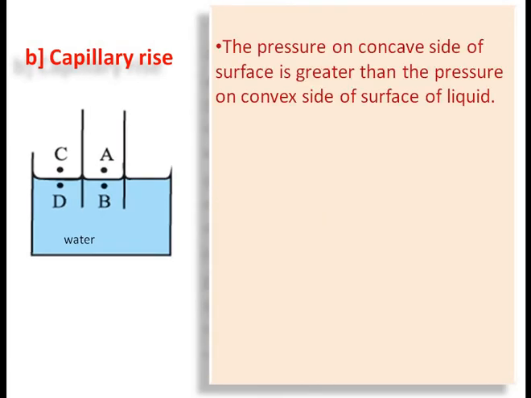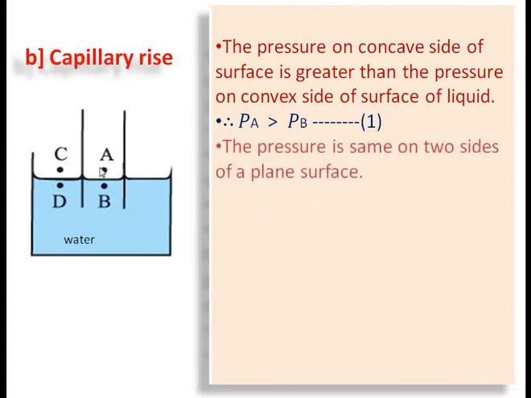The pressure on the concave side of the surface is greater than the pressure on the convex side of the surface of the liquid. Concave बाजूला pressure जास्त असतं. Therefore we can write again PA is greater than PB. This is the equation number 1. PA is greater than PB. A point जवळचं pressure जास्त आहे.